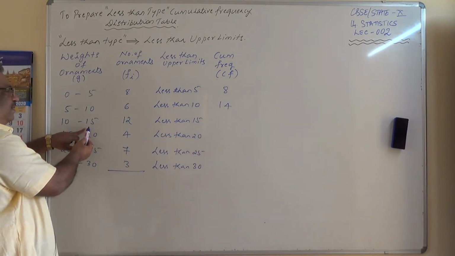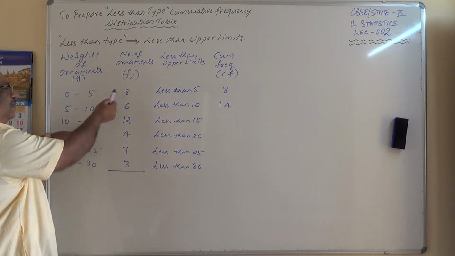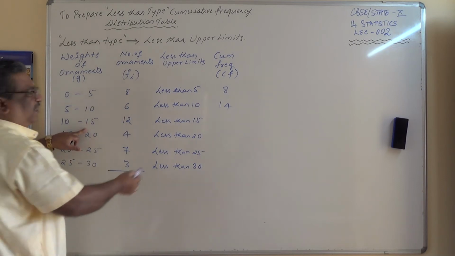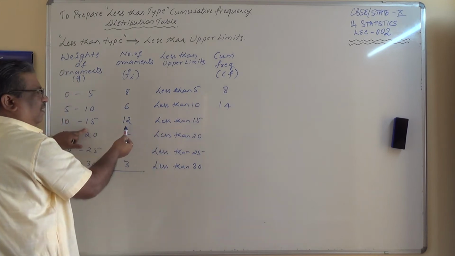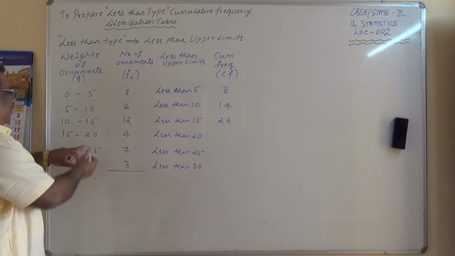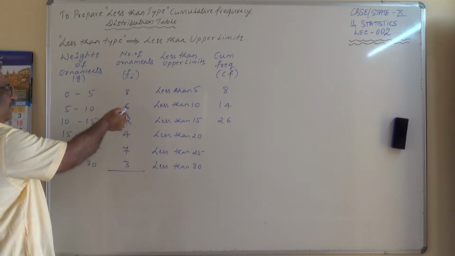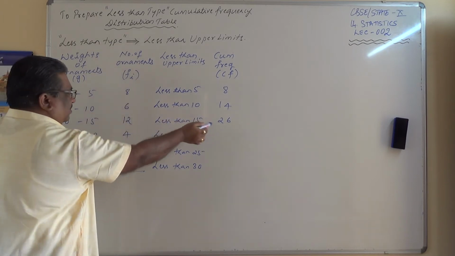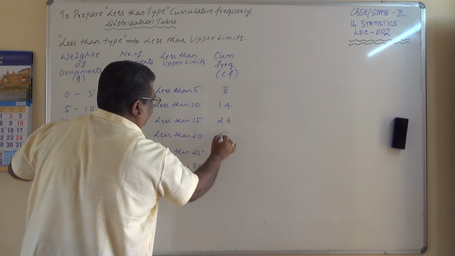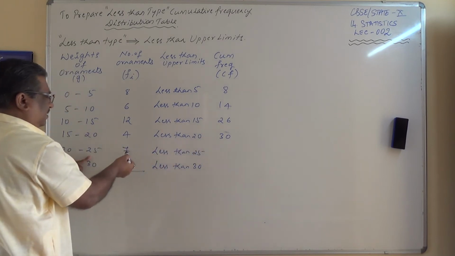Less than 15 grams, from 0 to 15 grams, whatever the number of articles are there, all their sums are to be added. So 8 plus 6 plus 12. Instead of that, I can take this 14 plus 12. So 14 plus 12 is equal to 26. Less than 20 grams, how many articles are there? All these. 4 plus 12 plus 6 plus 8. Already the three sums are given here as 26. 26 plus 4, 30 here. Now, less than 25 grams, 30 plus 7, 37.